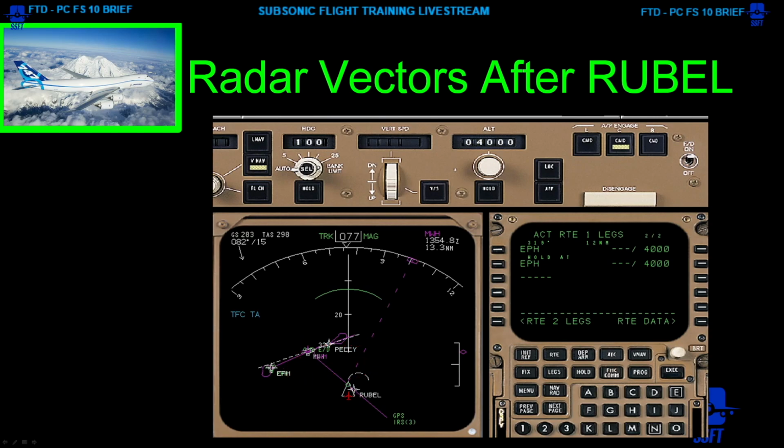But once he gives us the fact that radar is back in service, then we can go ahead and get radar vectors. And once we're on vectors, we can extend a line into Peli. So we're going to do that, and that will change it from an approach with a transition to a radar vector approach, because the radar is back in service.